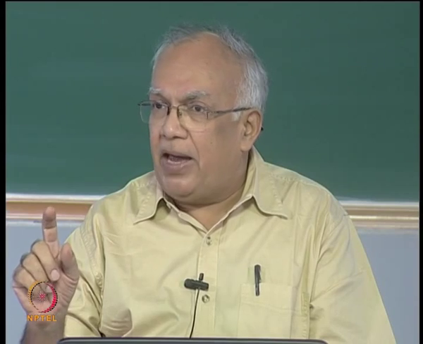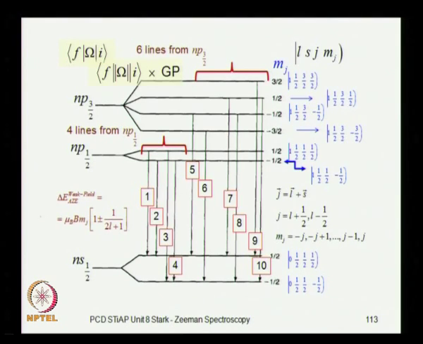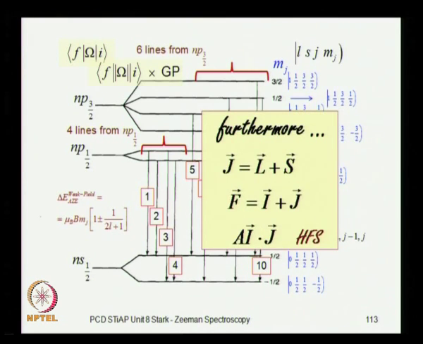So let us go back to what we studied in the Zeeman effect, and we studied the sodium atom in a magnetic field, and we found that the D1, D2 lines split into 10 lines, 4 lines from the NP1/2 and 6 lines from the NP3/2, right. So in total 10 lines is what you get. But then there is more to atomic structure than what we have considered so far, and that is the hyperfine structure.